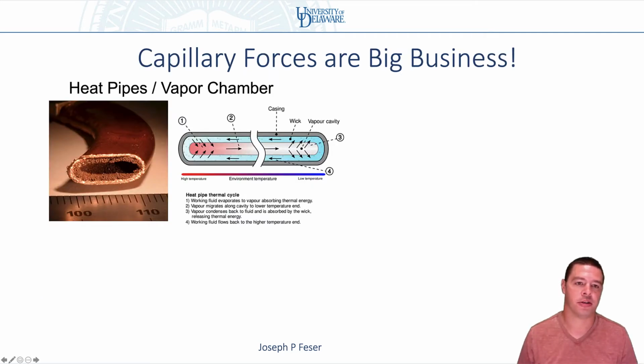I'll just point out that surface tension in practice is often a lot more complicated than we show it in textbooks, and it's big business also. One of the big examples I think of where surface tension is actually used technologically is in heat pipes. Heat pipes are the things that draw heat away from your computer processor or other electronics, especially in smaller electronic devices like iPads, laptops, and small desktop computers.